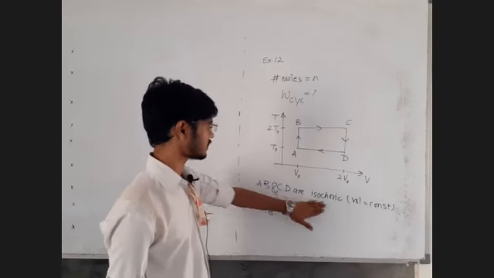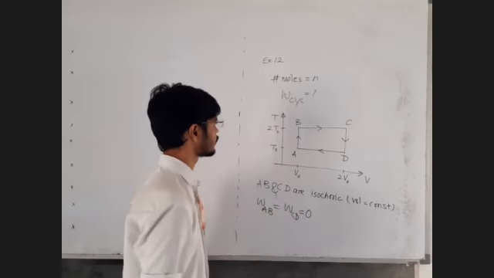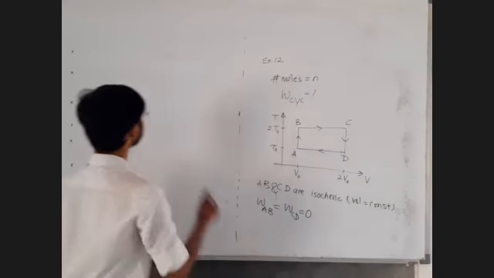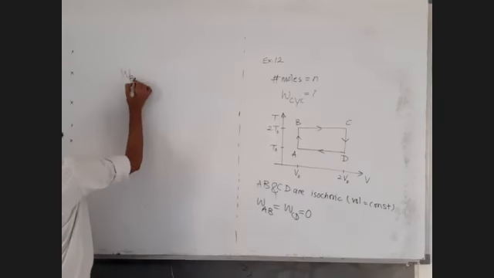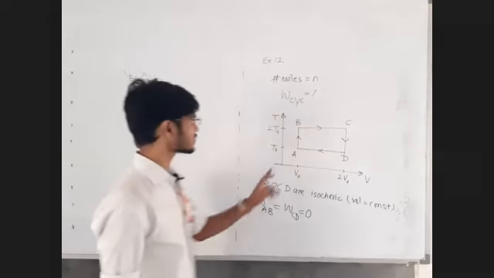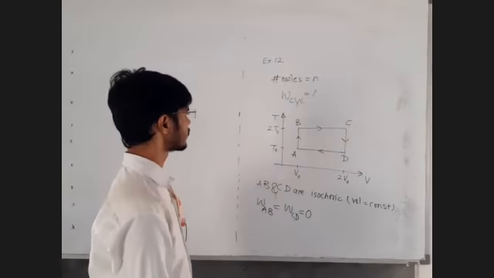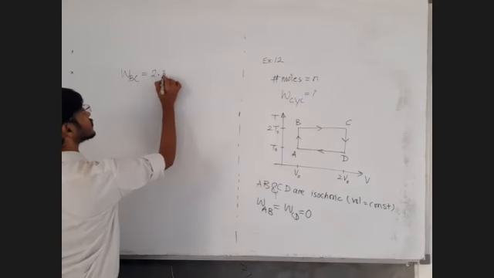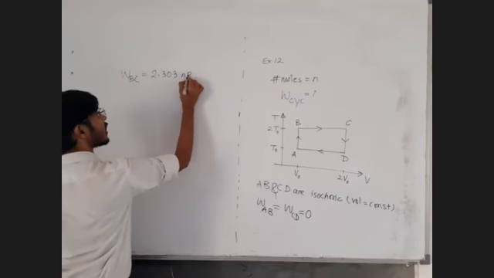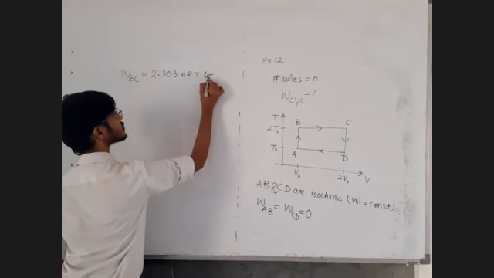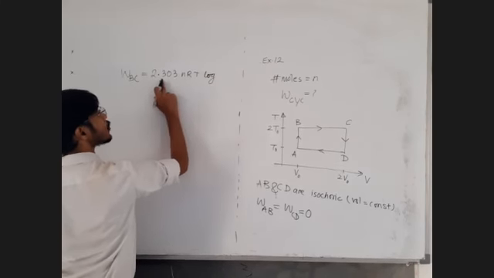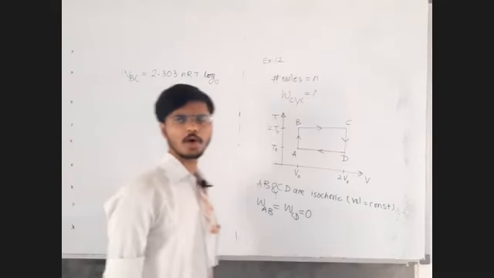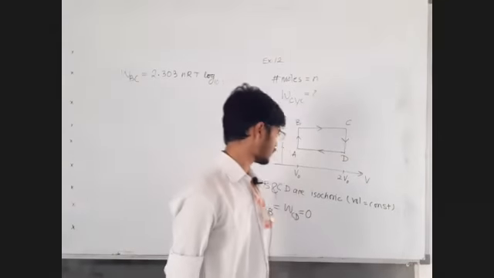Sir, AB and CD are isochoric, so their work done is 0. Now the next task is to find out isothermal processes. B to C is isothermal. Okay, so shall I write the work done in the process B to C as the isothermal work done, 2.303 nRT log to the base 10 of V2 upon V1?